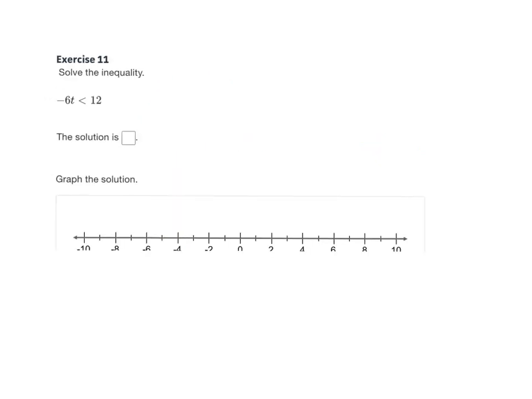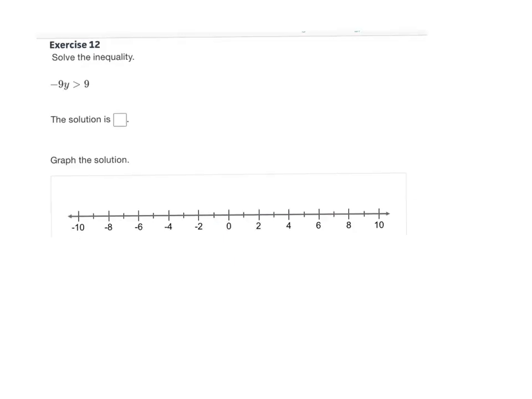Alright, to get t by itself on exercise 11, I'm going to do the inverse of multiplying by negative 6. I'm going to divide by negative 6. So I get t. Now remember, we're dividing by a negative. We have to flip the inequality. 12 divided by negative 6 is negative 2. That means at negative 2 I will have an open circle. My inequality tells me it's going to go to the right.